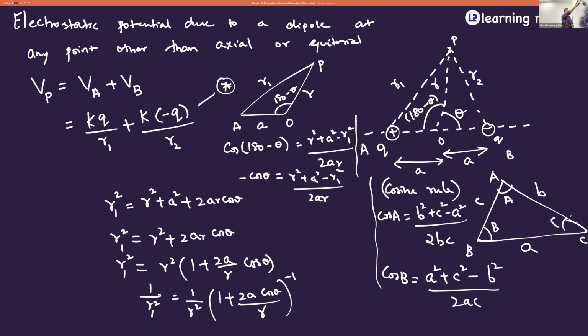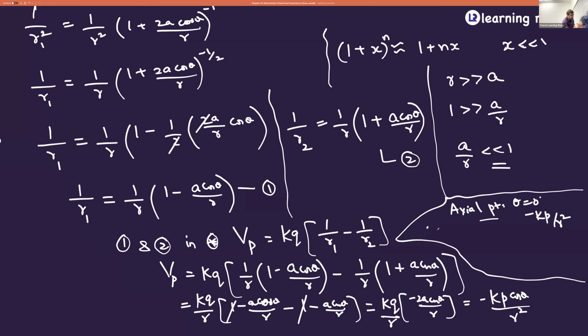Had we taken this point P on the left hand side, then what would have been the value of theta? 180, right? So if I substitute theta equal to 180 degrees here, what will I get? You will get Kp by R square. I told you, you will get a positive sign there. Am I clear with this? So minus Kp by R square here, and Kp by R square there.